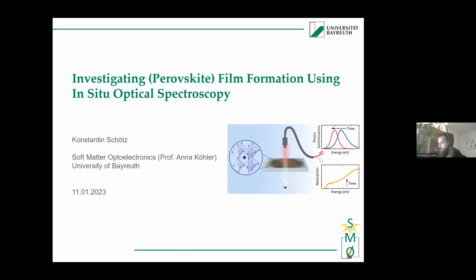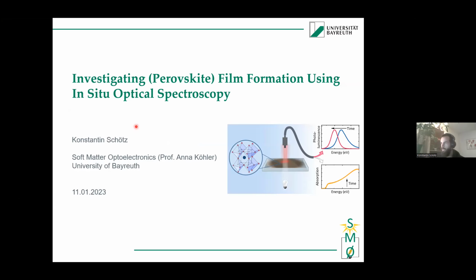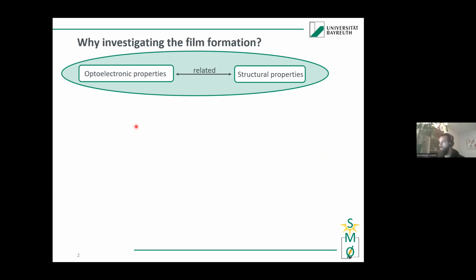Okay, so welcome to my talk, investigating perovskite film formation using optical in situ spectroscopy. First of all, why are we interested in the film formation at all? Well, in these kinds of semiconductors like perovskites or organic semiconductors, the structural properties are well related with the optoelectronic properties, and the optoelectronic properties, of course, are decisive for the device performance.